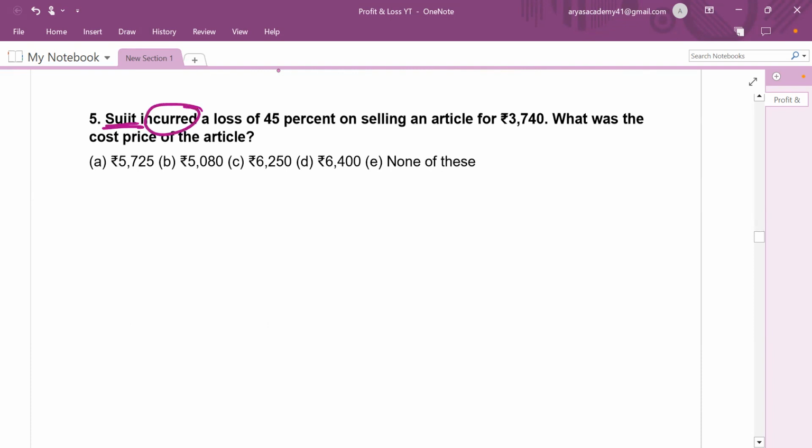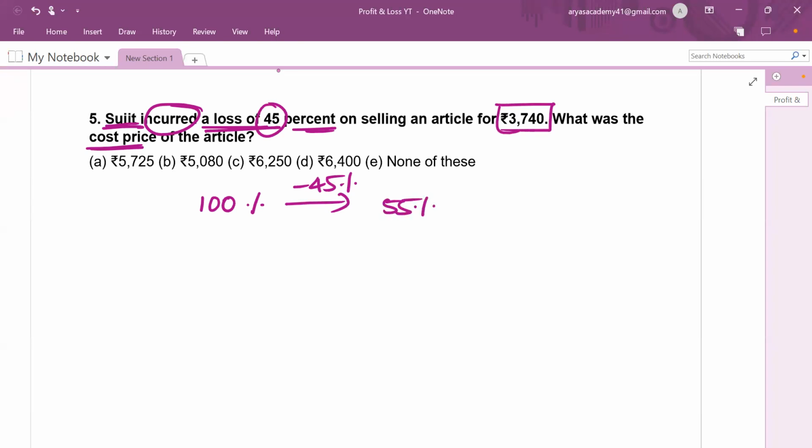Sujit incurred. Incurred means again he has sold it. He has sold at a loss of 45%, and the actual selling price was 3,740. They're asking again you the cost price. It's very similar to the previous question. Originally, cost price will be obviously 100. And you have sold it at a loss, means you have to subtract. What is the loss? 45%. Means selling price will be 55%.